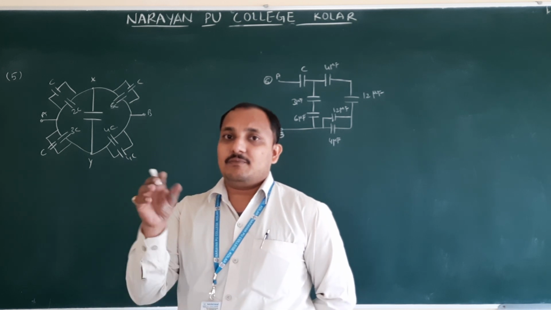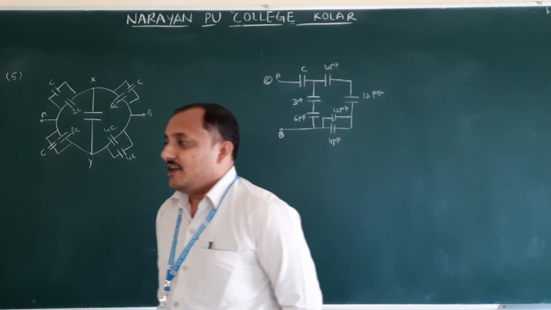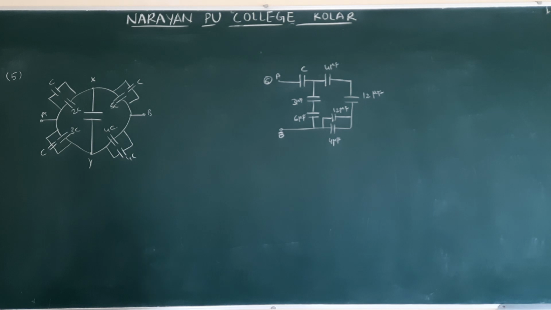Different Wheatstone bridge only, but we can write so many ways. Therefore 1, 2, 3 will be same, fourth one is different. Next is the fifth question. So fifth question I have drawn on the board, the equivalent capacitance between A and B.